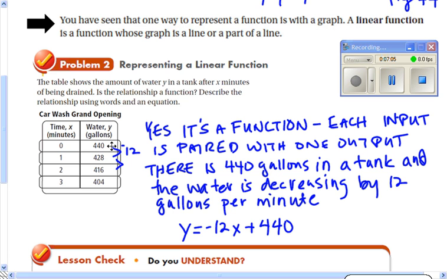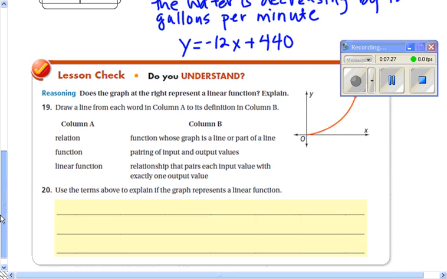And since there's a common difference of 12, we can represent this with a linear equation. And it is a function because each output value is paired with exactly one input value. So we're starting with 440 gallons and the water is decreasing by 12 gallons per minute. The equation is y equals negative 12x plus 440. All right.